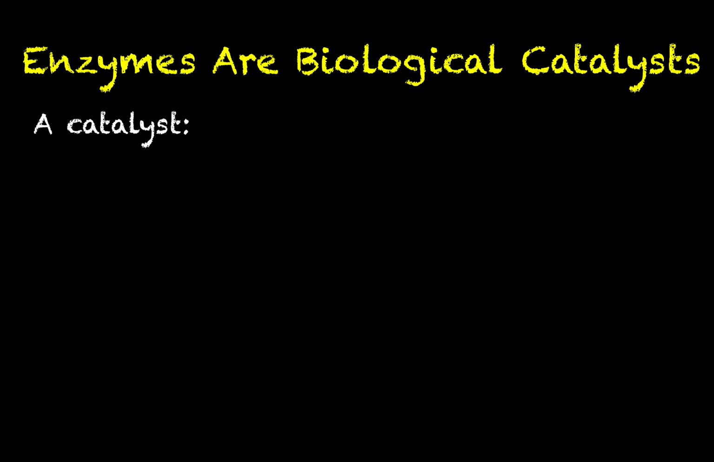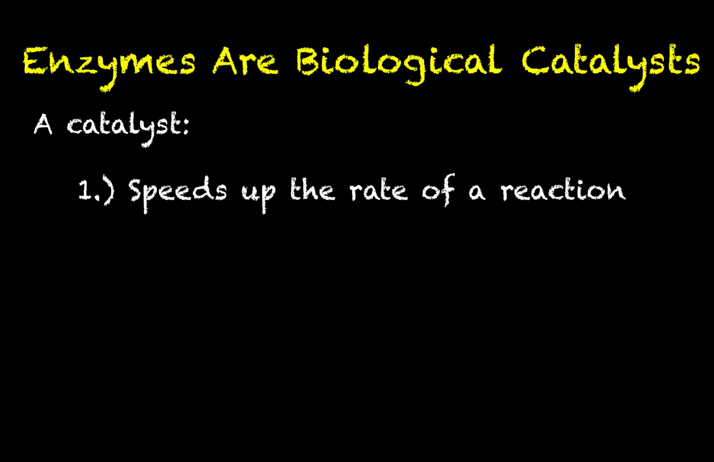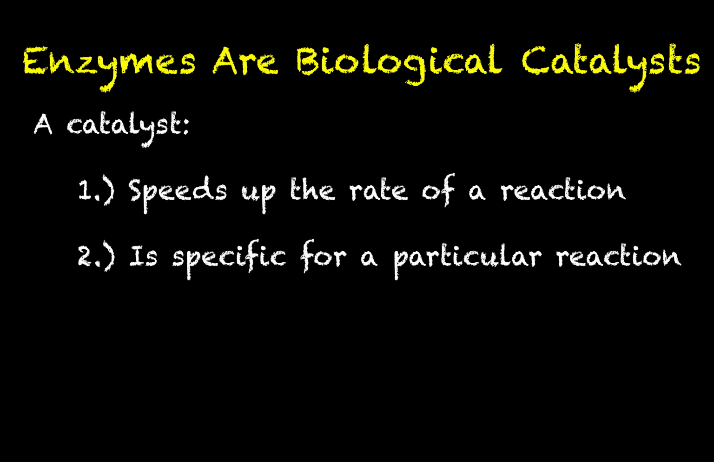So we need to make sure we have a good understanding of what a catalyst does and what a catalyst does not do. Number one, a catalyst is going to speed up the rate of a reaction, but it will not change the nature of the reaction, and it will not change the nature of the equilibrium for the reaction. All we're doing is speeding up how long it takes for equilibrium to occur.